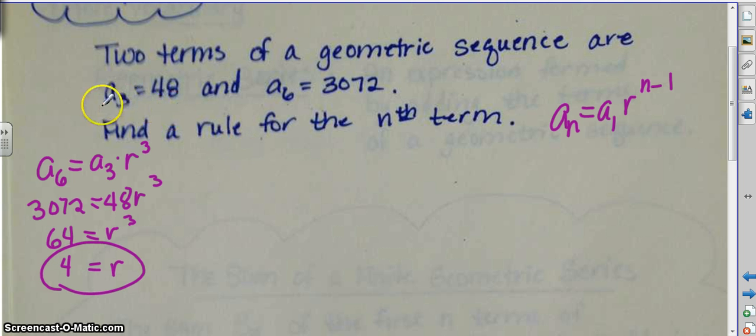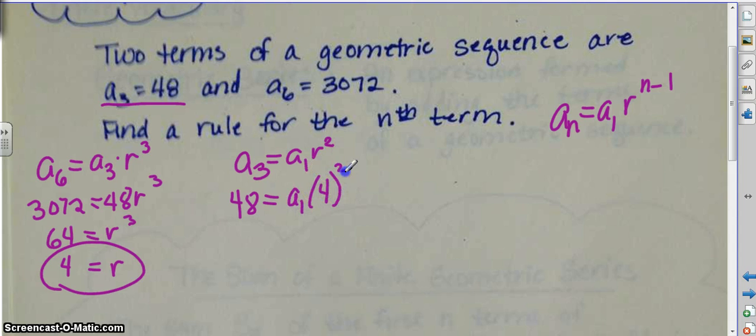The next thing I need to do is find a sub 1. And to find a sub 1, I can use a sub 3, because a sub 3 would be equal to a sub 1 times r times r. So a sub 3 is equal to a sub 1 times r squared. A sub 3 is 48, is equal to a sub 1 times the ratio is 4 that I just calculated, squared. So 48 is equal to a sub 1 times 16. A sub 1 is equal to 3.